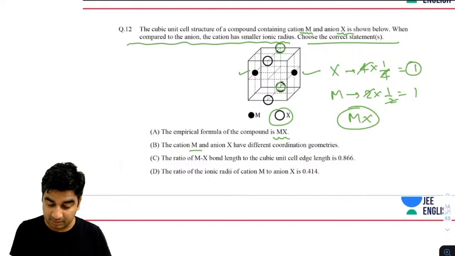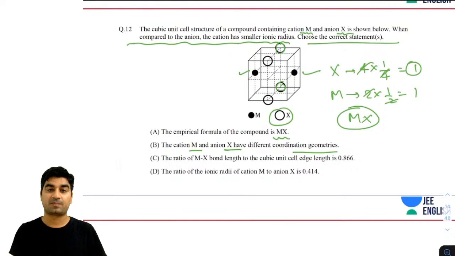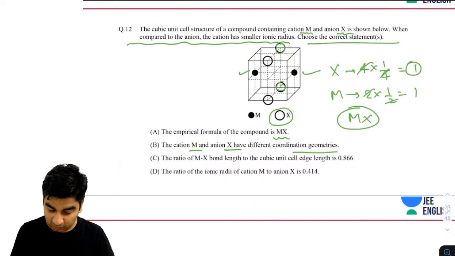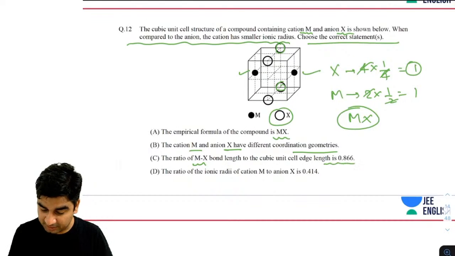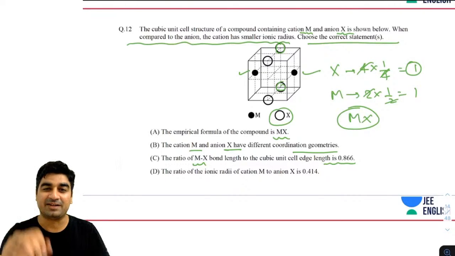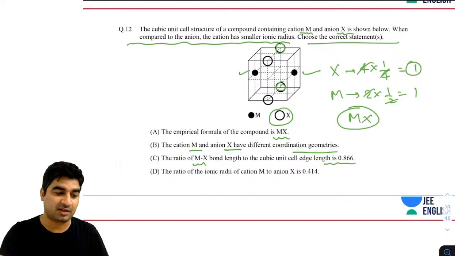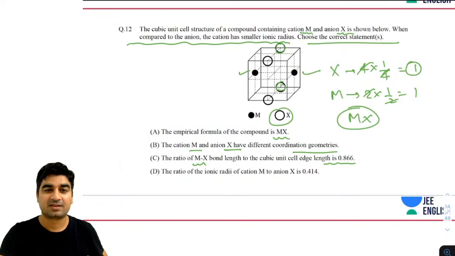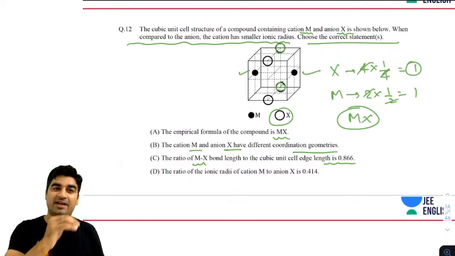The cation M and anion X have different coordination geometries. Yes, can you tell me about it? Any doubt guys? Can anyone tell me? Yes, we have just completed it. The ratio of MX bond length to the cubic unit cell edge. Now how will you find it? Yes guys, be fast. Yes, Amy, Monica, Harvinder. Is there any way to solve it? Any way? Solid state. I think guys, you might have done it.